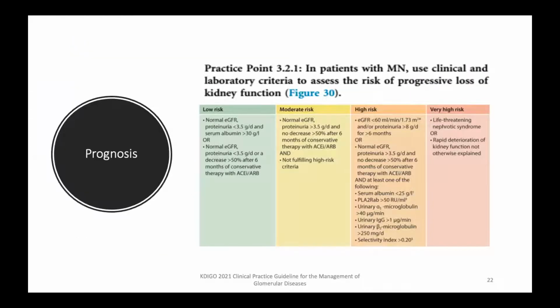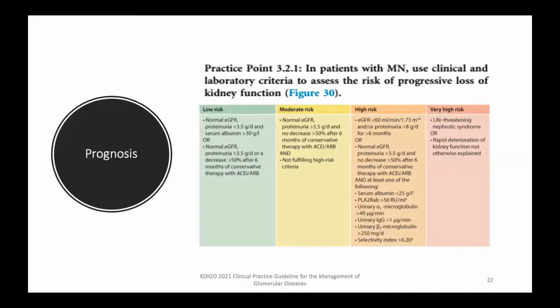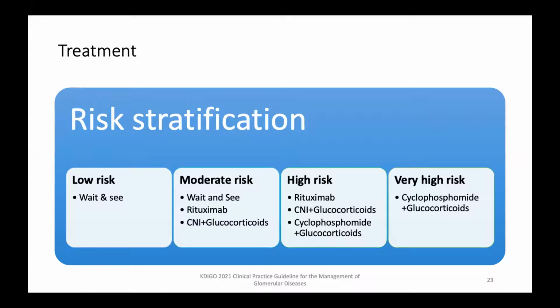This patient already had a thrombotic complication and pulmonary embolism, which is a life-threatening complication of nephrotic syndrome. So this directly places him in the very high risk category. And if you look at the treatment options for the very high risk category, it is cyclophosphamide with glucocorticoids, that is modified Ponticelli. But considering his age and the risk of gonadal toxicity with cyclophosphamide, we also considered the option of rituximab with or without CNIs.